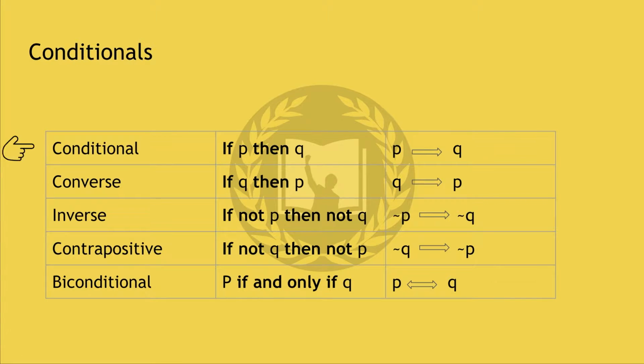Conditionals are used to determine whether a statement is true and evaluate whether a conclusion can be made from the original statement. If the conditional is true, then the contrapositive is true. If the converse is true, then the inverse is true. If the conditional and the converse are both true, then the biconditional exists.